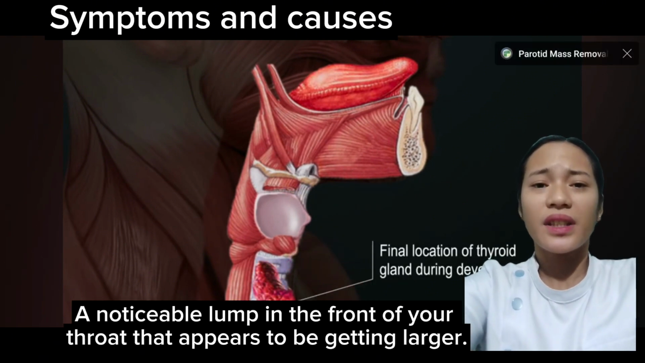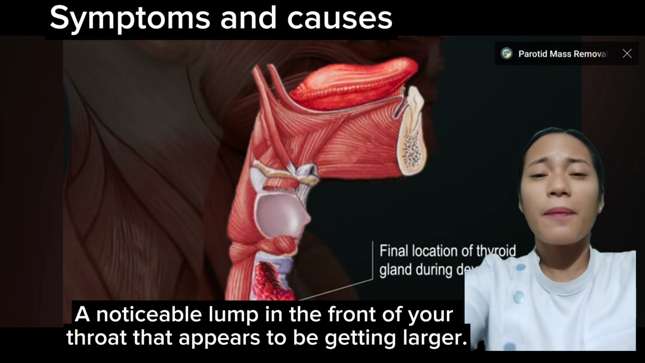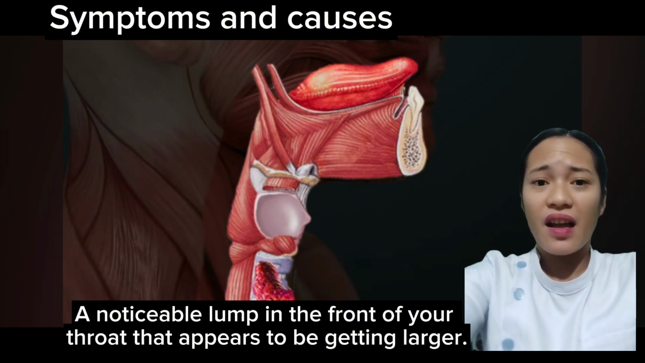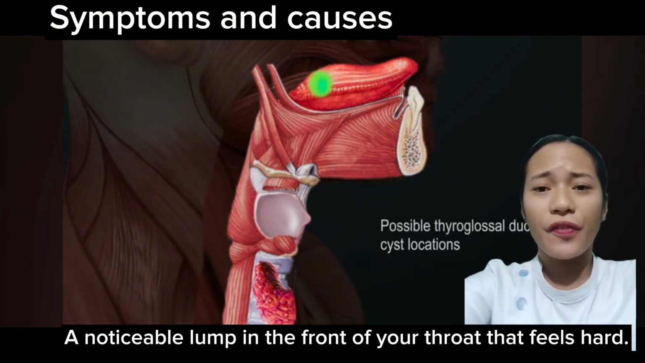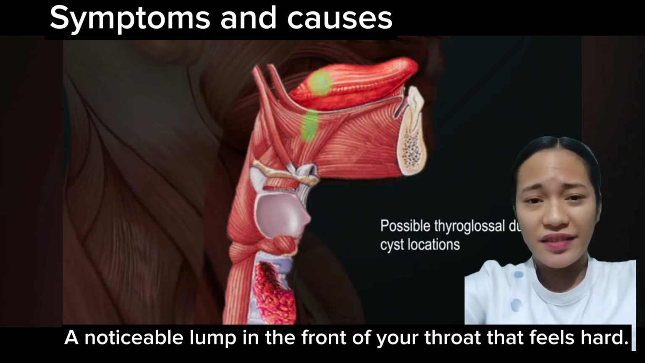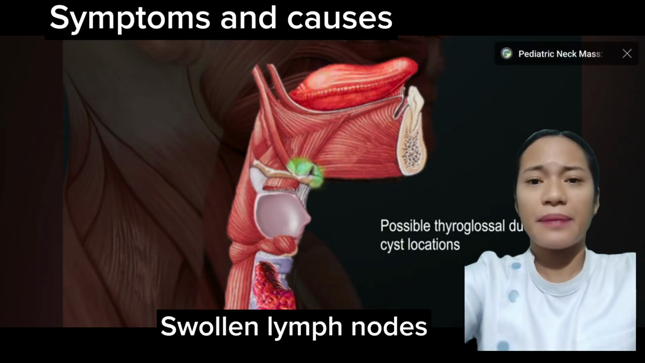A noticeable lump in the front of your throat that appears to be getting larger. A noticeable lump in the front of your throat that feels hard, and swollen lymph nodes.